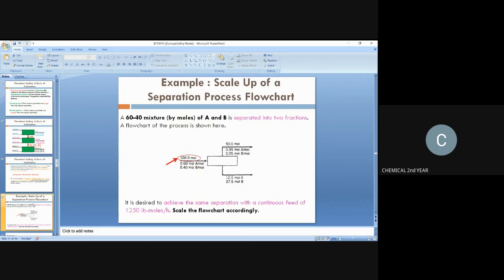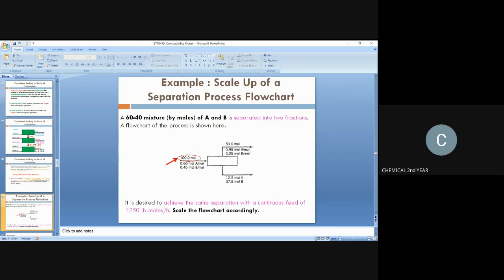Example: scale up of a separation flowchart. A 60 to 40 mixture by moles of A and B is separated into two fractions. A flowchart of the process is given. The input is 100 moles, which is the basis, with 0.60 mole A per mole and 0.40 mole B per mole. The top output is 50 moles with 0.95 mole A per mole and 0.05 mole B per mole, and the bottom product is 12.5 moles A and 37.5 moles B.